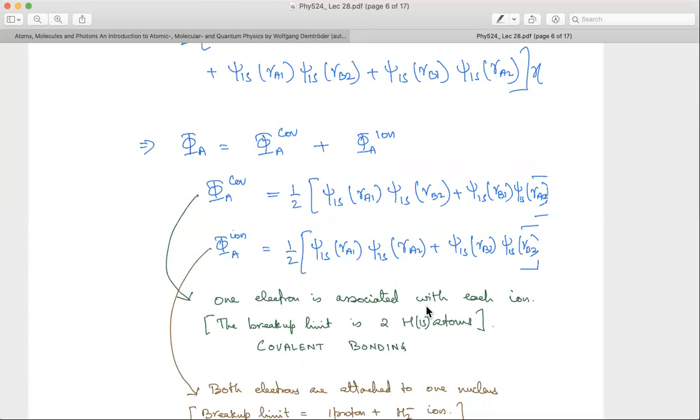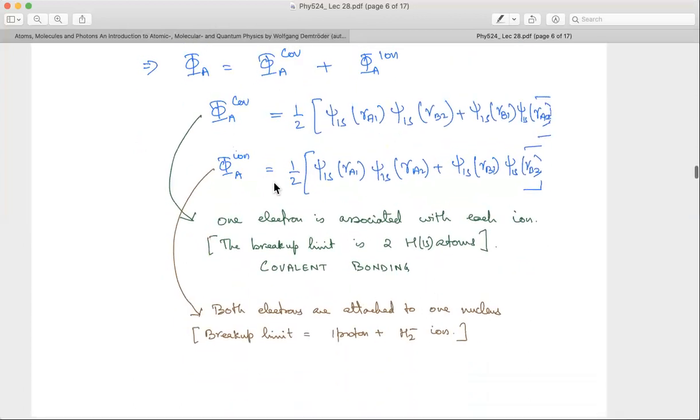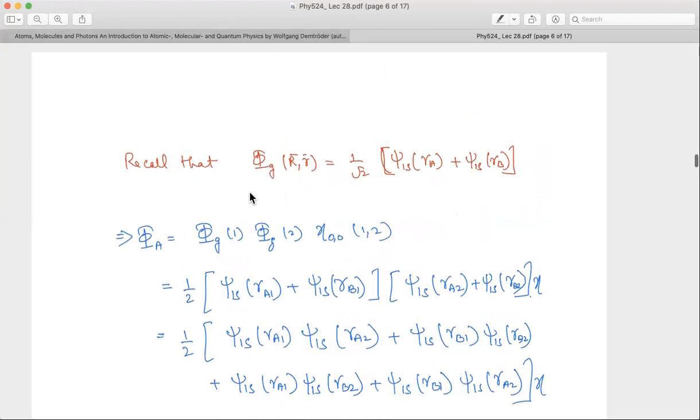If I take the extreme limit where I separate out these two ions, the breakup limit is almost like two hydrogen atoms in the 1s state. These kinds of wave functions promote what is called covalent bonding. And the ionic bonding is where both electrons are attached to one nucleus. For the H2 problem also, if I separate out, I'll get one proton and one H2 minus, basically. So that's the breakup point for the ionic part of the wave function. And these are all in phi A.